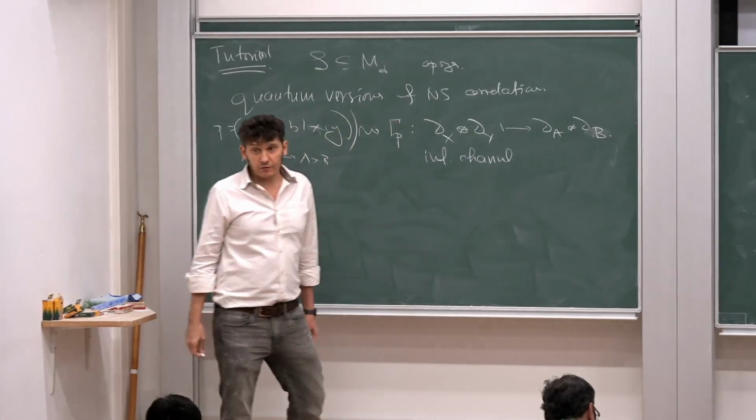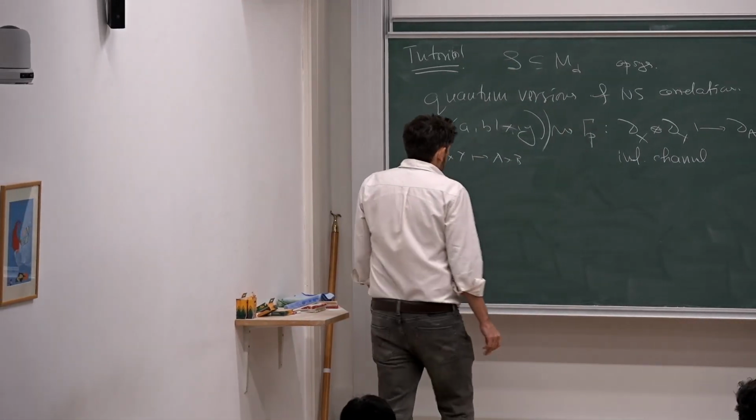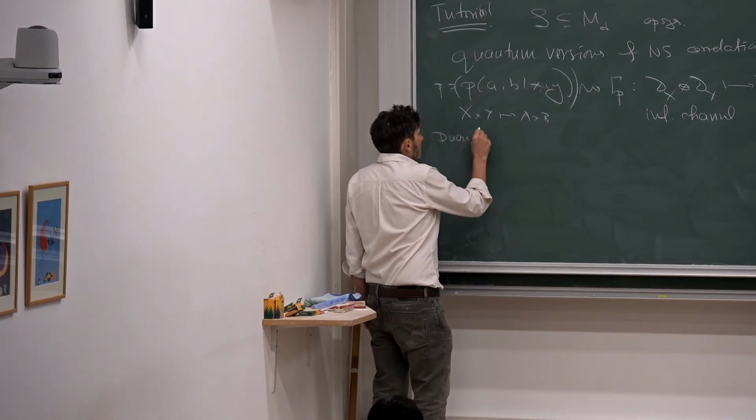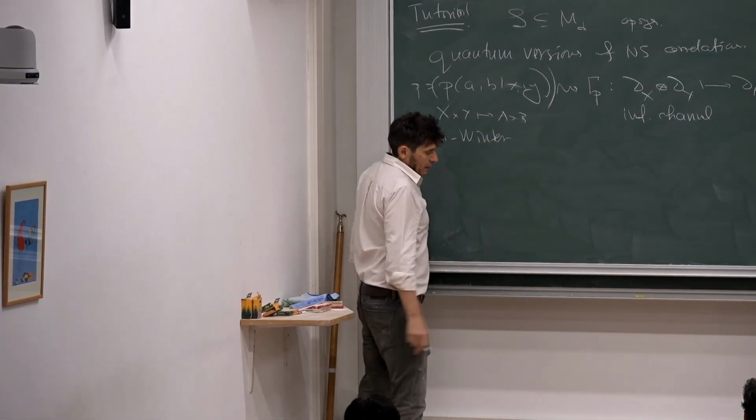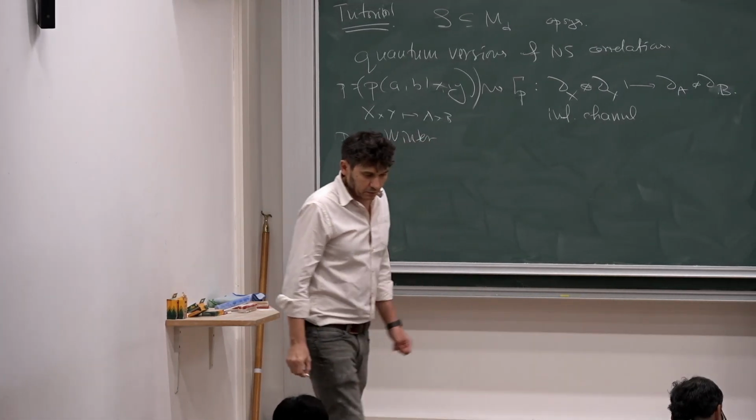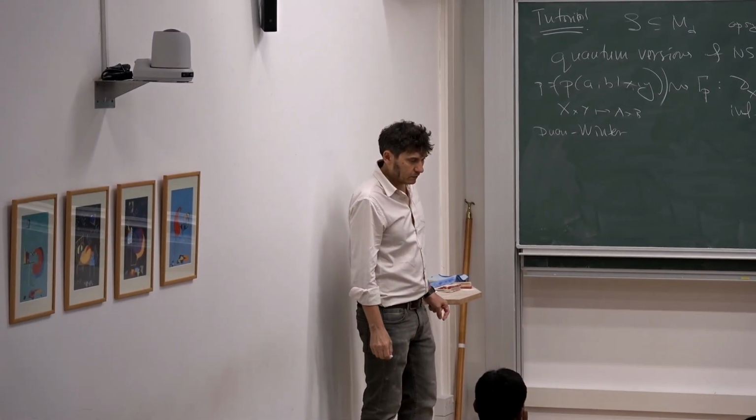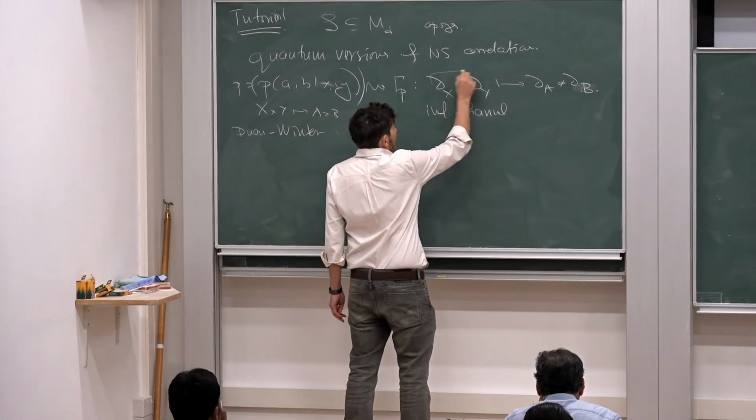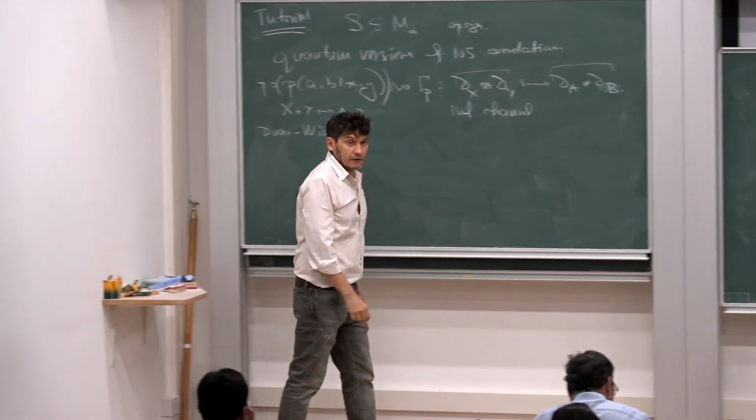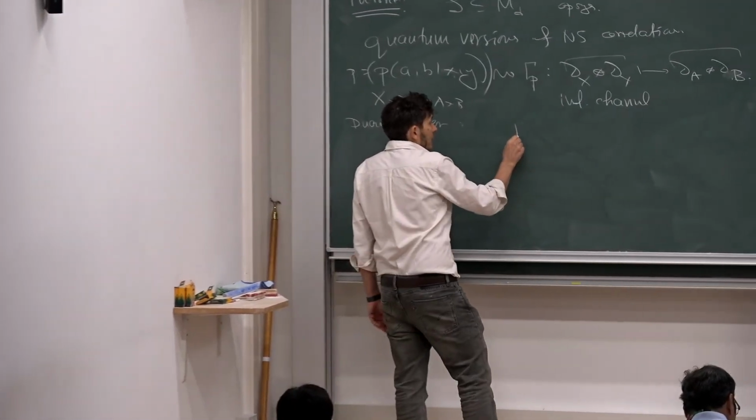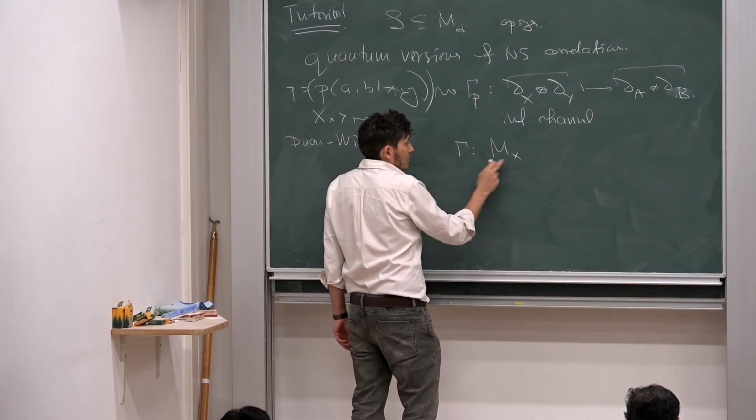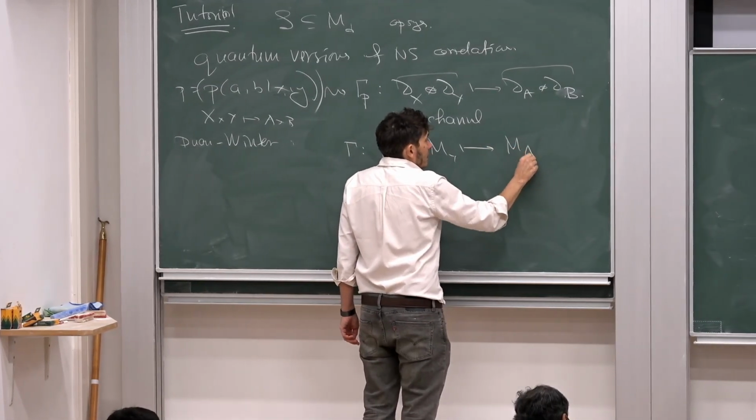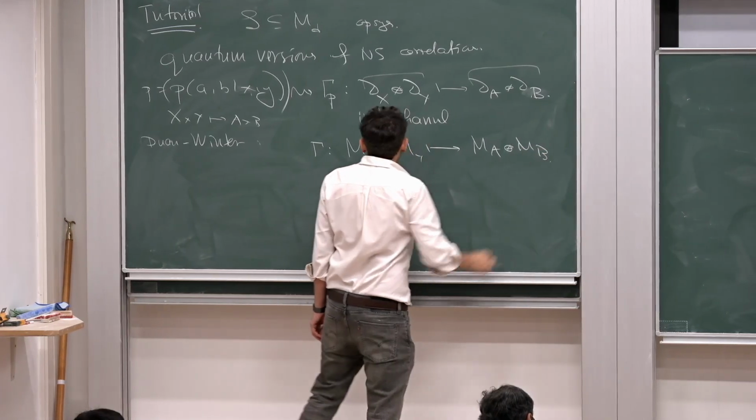That has, in addition, of course, the no signaling conditions. So the natural thing to do here is, and that was done by Duan and Winter, I do not remember precisely the year, maybe 2017 or something like that. So just replace these by matrix algebras, full matrix algebras, and consider quantum channels instead. So this would be gamma from the full matrix algebra, M_X tensored with M_Y, into M_A tensored with M_B. So this is a quantum channel.